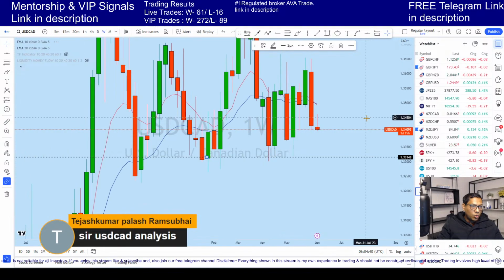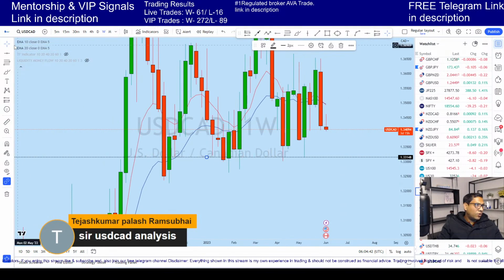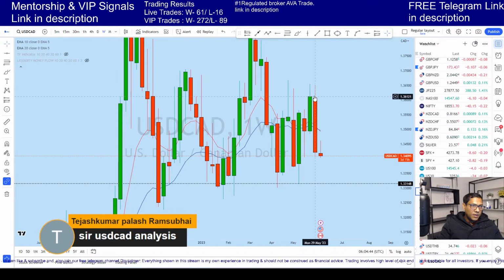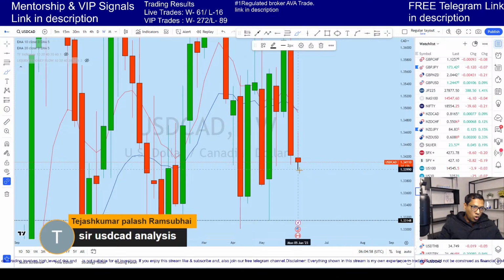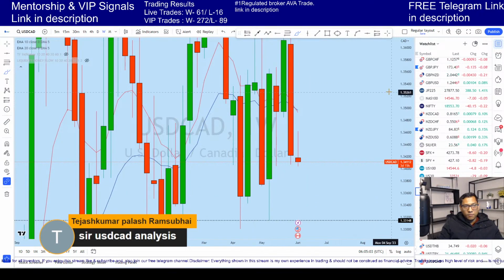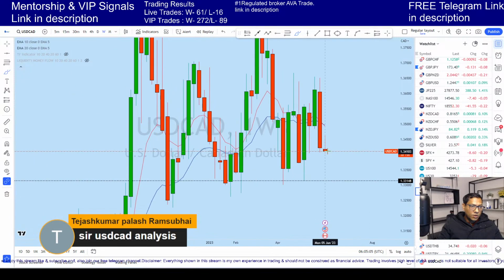If we look at the weekly, from the weekly perspective there is a bearish candle. This week so far, as expected, the price has gone up and tested this level. What I think is that dollar CAD will highly likely drop at least to this support level, or it might even break this low to create a new lower low.